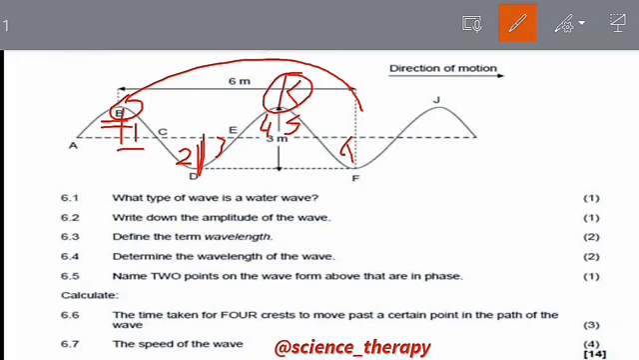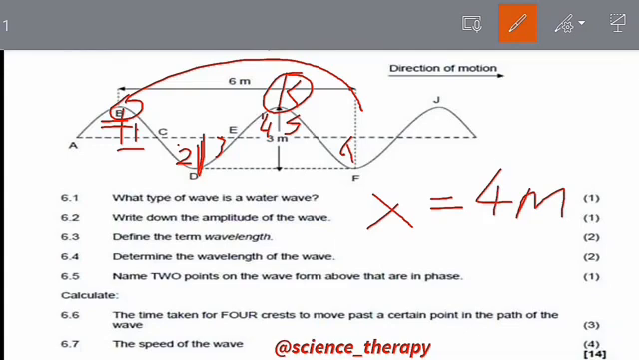As we can see, these 2 points are in phase. Now how many segments are in between B to K? That's 1, 2, 3, 4. So we have 4 segments. That means our wavelength is equal to 4 meters.